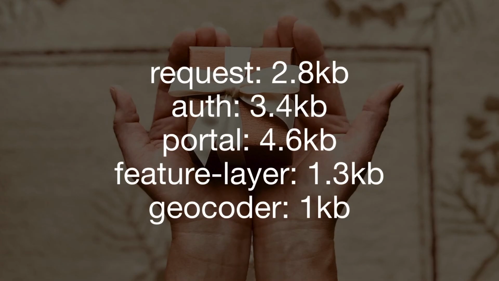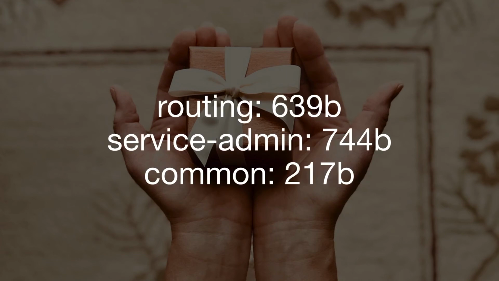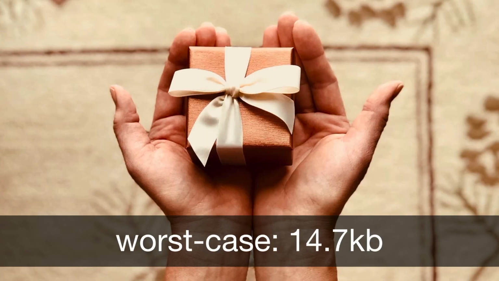Each of these packages, right, this is kind of the worst case scenario. If you take the entire request package, it's 2.8K. Everything to do with talking to the portal is under 5. If you need to geocode, it's like a kilobyte of code that will be loaded in. Routing and service administration, this is on the order of bytes. We have a common library, which gives you a bunch of functional helpers. That's 217 kilobytes. So your very worst case, if you were to pull in everything, you're looking at under 15 kilobytes.